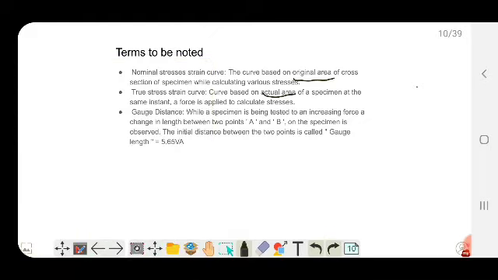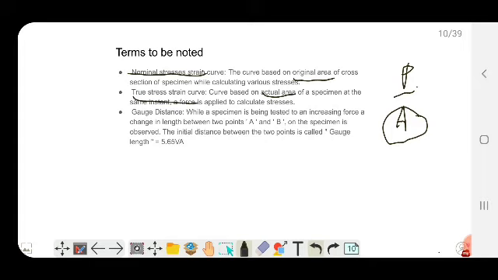So we have stress defined as force by area. For this area of cross section, we can have the original area of cross section before we applied any force, or the true cross sectional area at the moment we are applying force. That is why we have two kinds of stress strain curve.